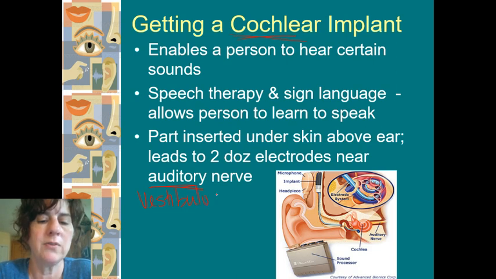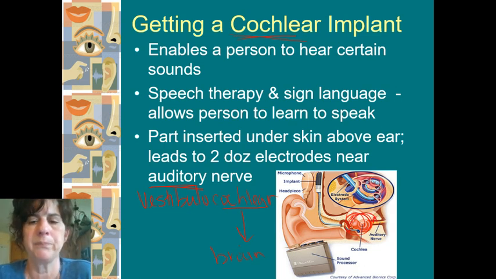It's one branch of it, the vestibulocochlear nerve. Here's the cochlea, right? And it sends an electrical impulse to the brain for interpretation. So we just bypass what's going on in the middle ear and the internal ear, I should say, because the cochlea is not functioning correctly. So just bypass that and send the impulse directly to the nerve and on to the brain.